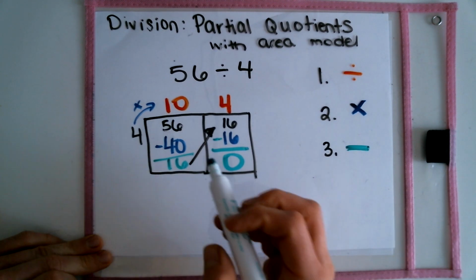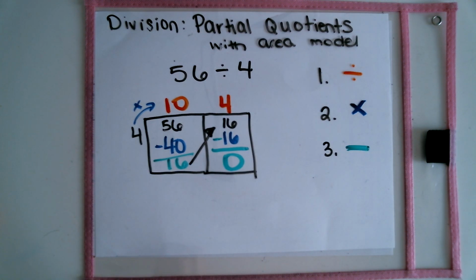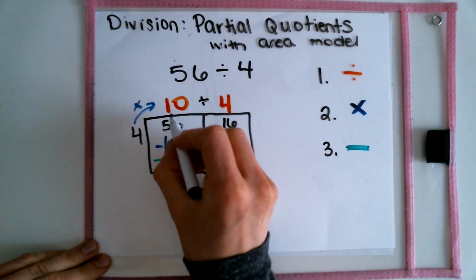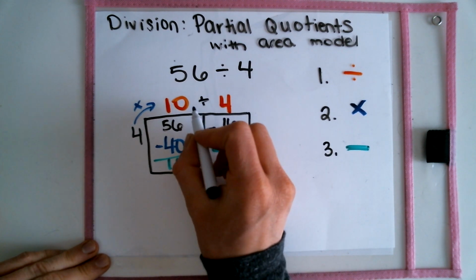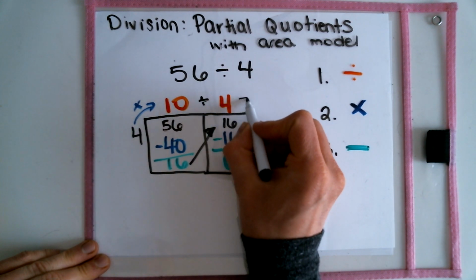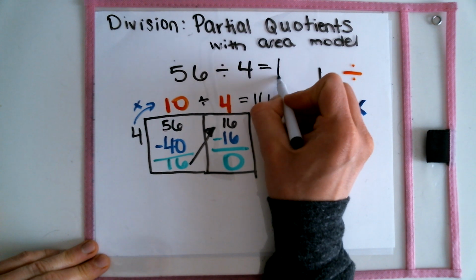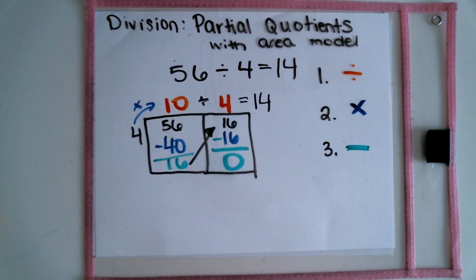So what I'm going to do is add the top row together because these are my partial quotients. I need to add my partial quotients together to get a total quotient. So 10 plus 4 is equal to 14. So 56 divided by 4 is equal to 14. And that is how you divide using the area model.